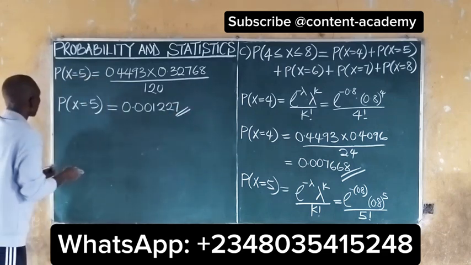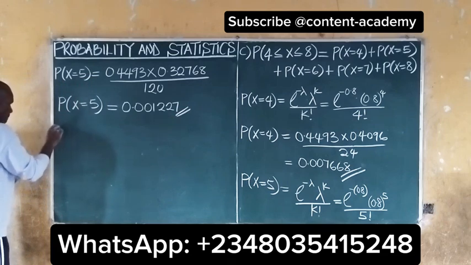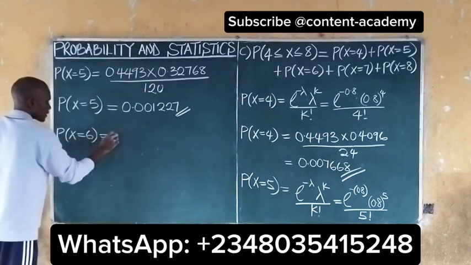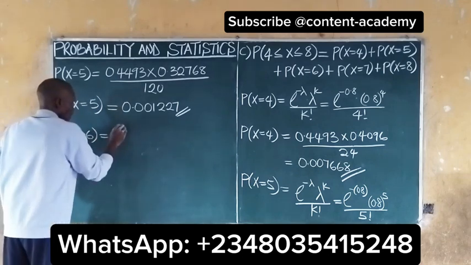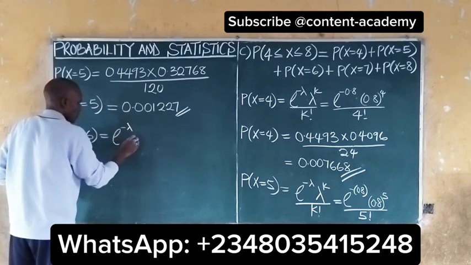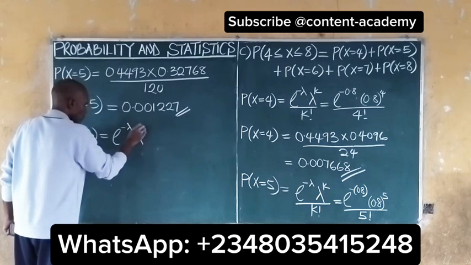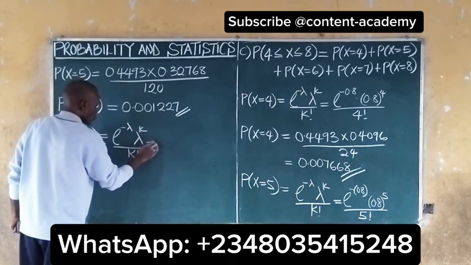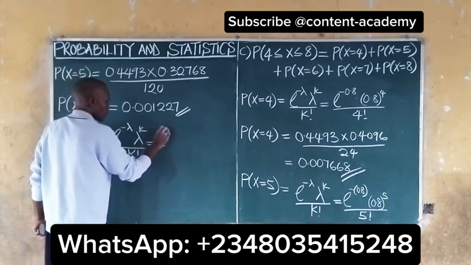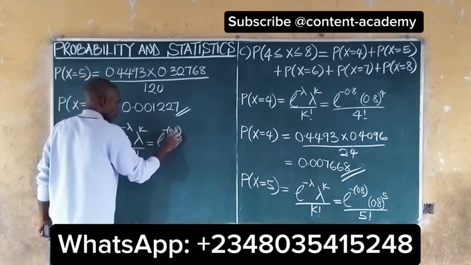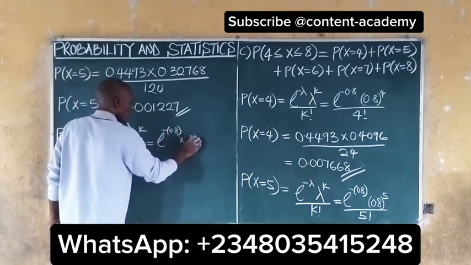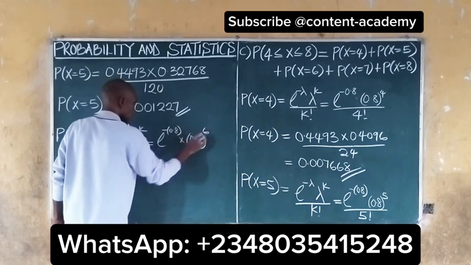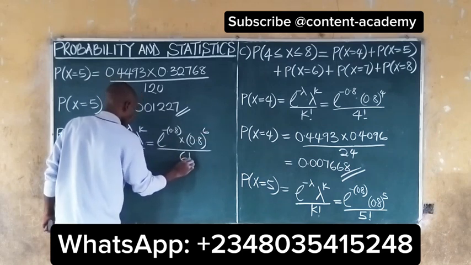Now we calculate for P(x = 6). P(x = 6) is the same thing, the same process. Exponential raised to the power of negative lambda, lambda raised to the power of k all over k factorial, which is equal to exponential negative 0.8 multiplied by 0.8 raised to the power of 6 all over 6 factorial.